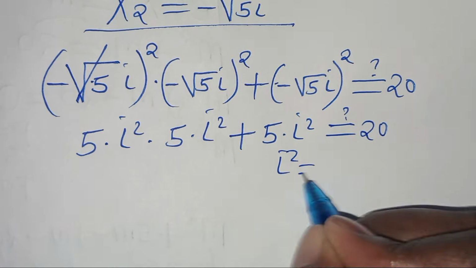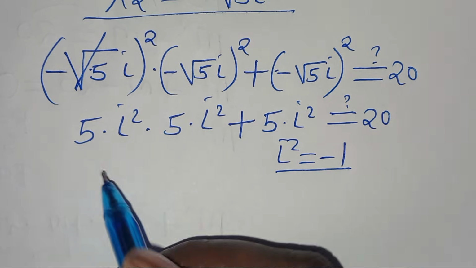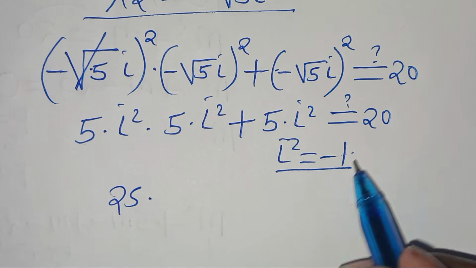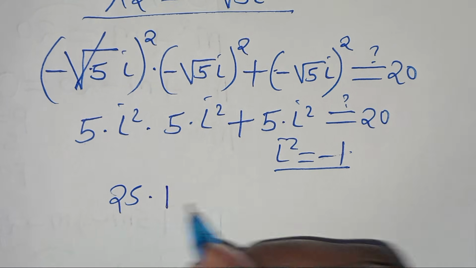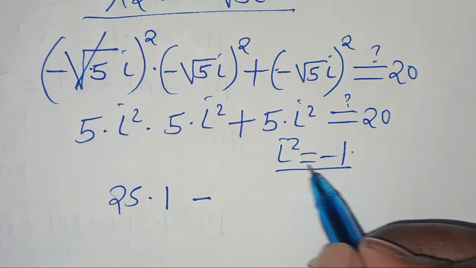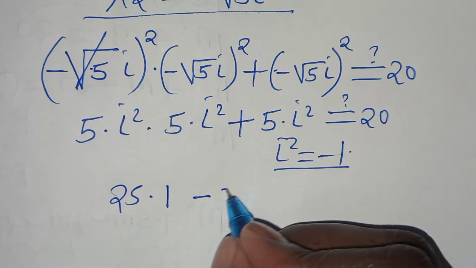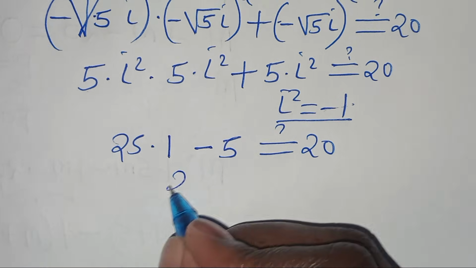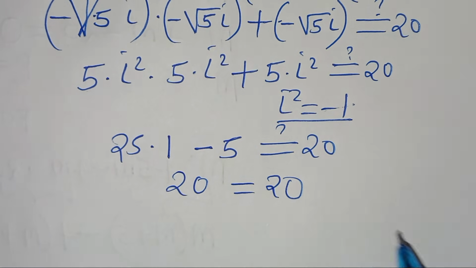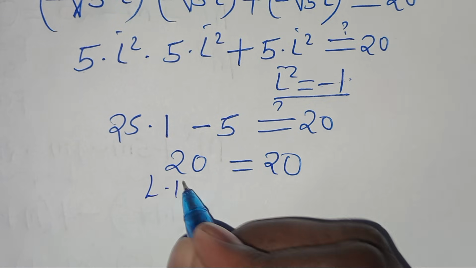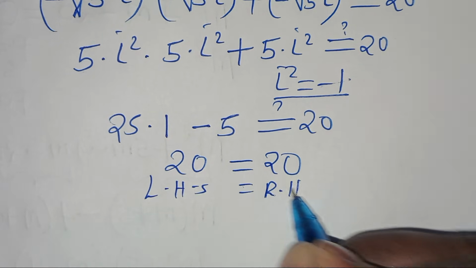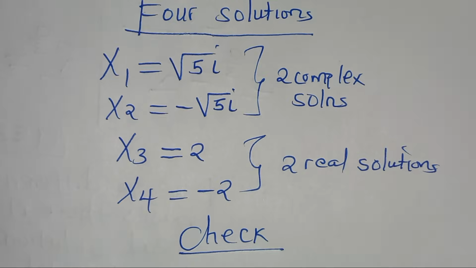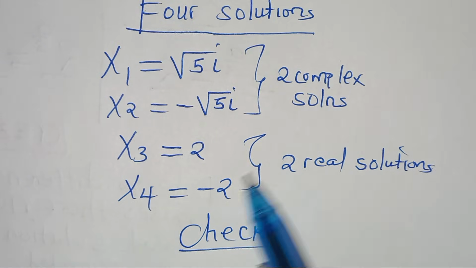I squared, again, is minus 1. Let's substitute this. So this is 5 times 5, which is 25, times i squared, which is minus 1. Minus 1 times minus 1 is 1. Then we have i squared is minus 1, so this is minus 1 times 5, which is minus 5. 25 minus 5 is 20, which is equal to 20. So the left hand side is equal to the right hand side. And this means that x2, which is equal to minus root 5i, satisfies the equation.